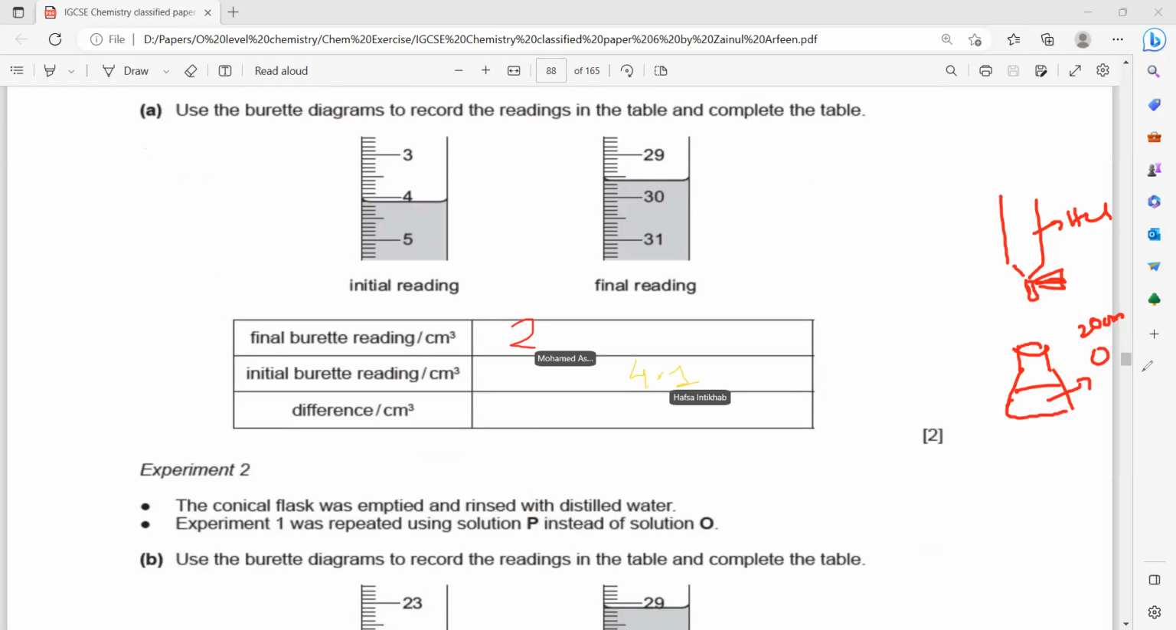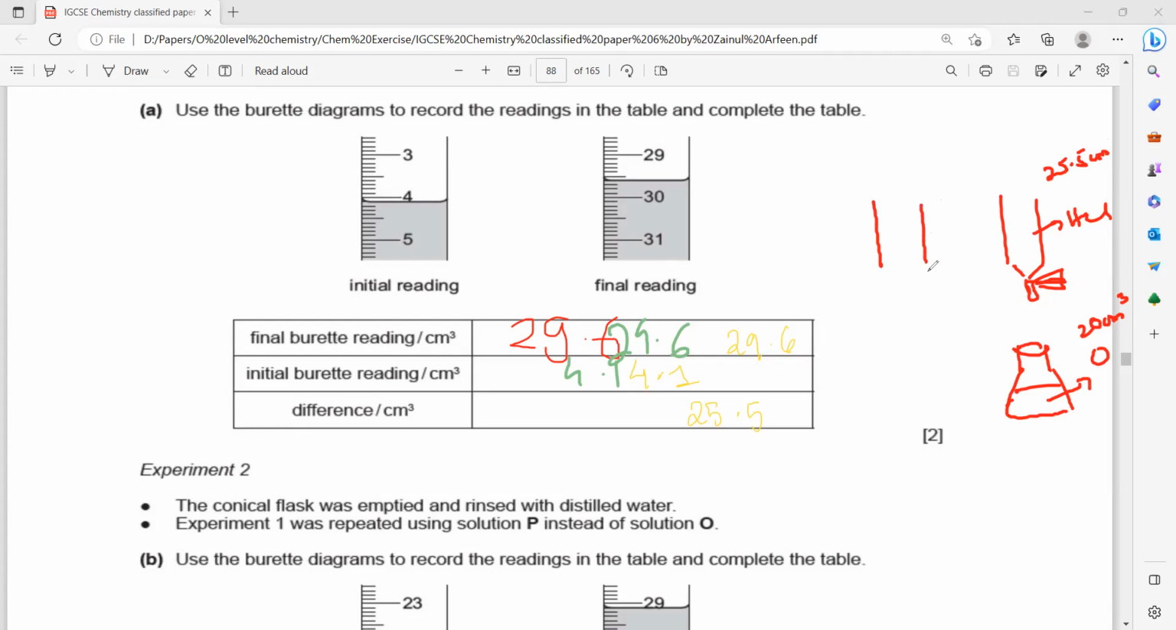You can use the screen annotation. So initial is 4.1 and final is 29.6. So how much is the difference? What is the difference in the volume? 25.5. Okay. And then, so how much hydrochloric acid is needed for the first reaction? We need 25.5 cm³ for the first one.